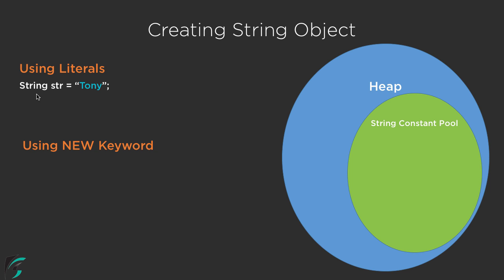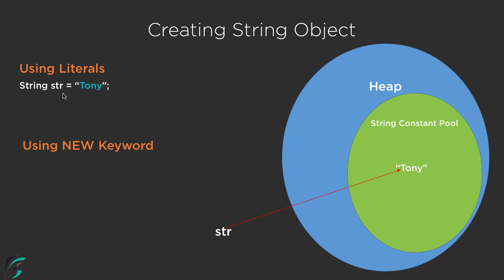So here we have String str = "Tony". As soon as this statement is executed, the string Tony is created inside the string constant pool inside the heap memory. So here we have the string Tony present inside the pool of string constants. And now here we have str. This str is actually the reference variable. So outside the heap we have the reference variable created, and this reference variable will simply point to this string object created inside the pool.